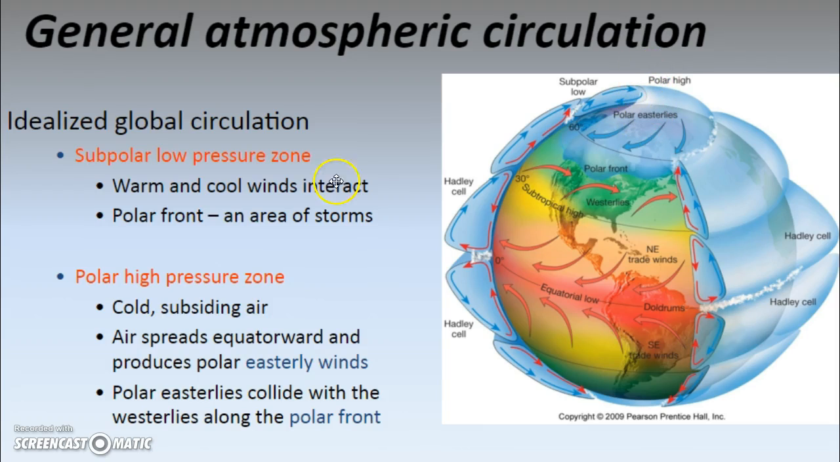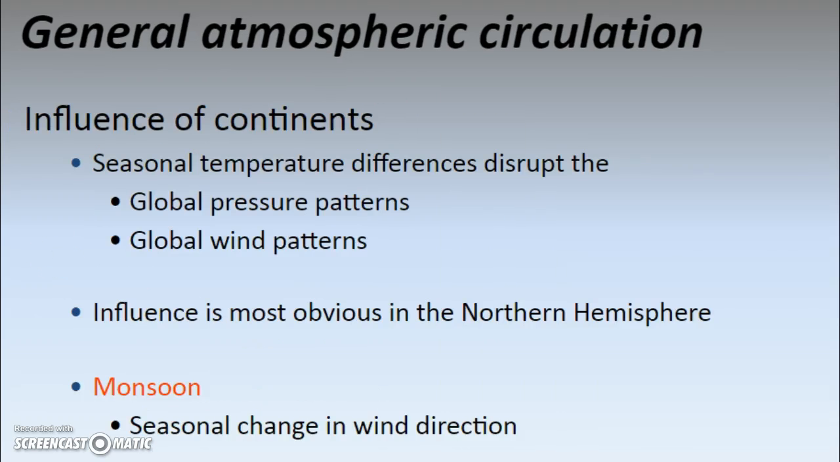Air is descending. Air spreads equatorward and produces the polar easterly wind. So if I have high here, and low here, it's going to be pushed from high to low as my pressure gradient force. We see it deflected to the right, consistent with Coriolis. And the polar easterlies collide with the westerlies along the polar front. So this is where we find all kinds of weather makers, and these will be influencing us, and we'll talk about them as we move into this unit a little bit more.